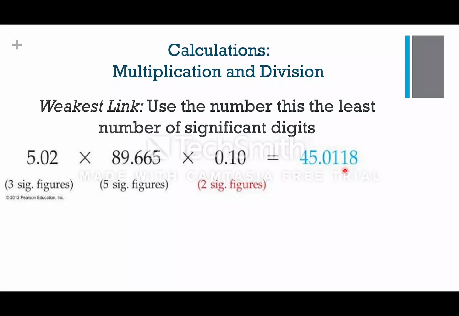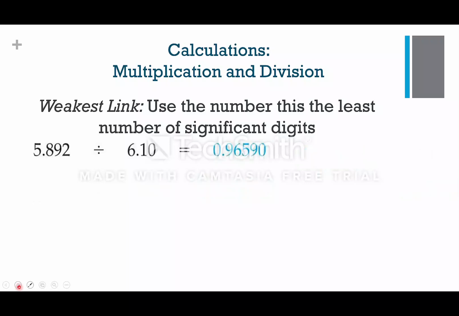So I look back at the numbers that I put in. This one has 3 significant figures, this one has 5 significant figures, and this one has 2 significant figures. So my answer is limited to 2 sig figs. I can only report 2 digits, and that is it. So when I report my number, I would report 45. That's all I can report.